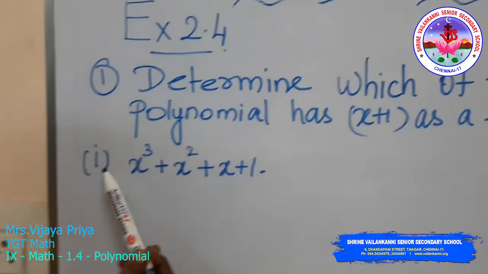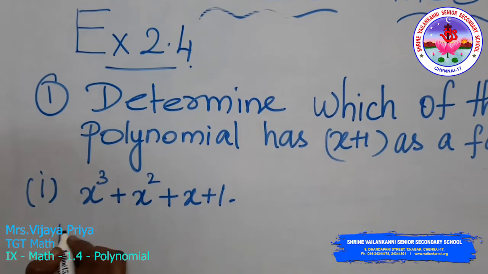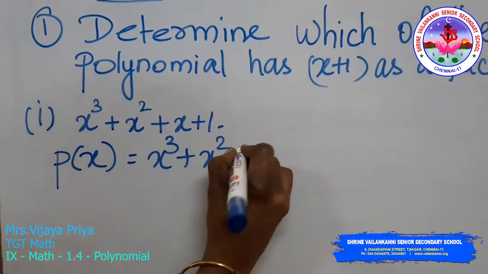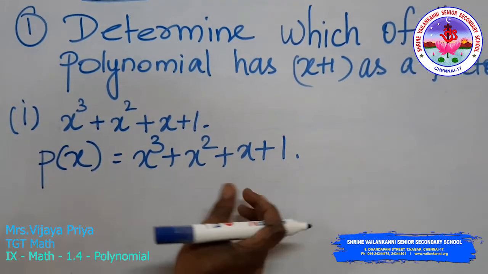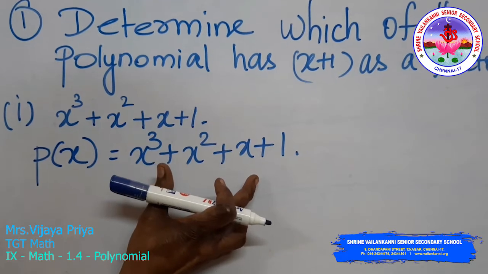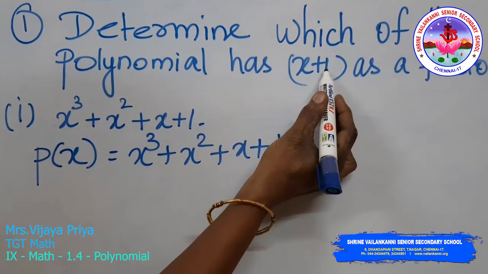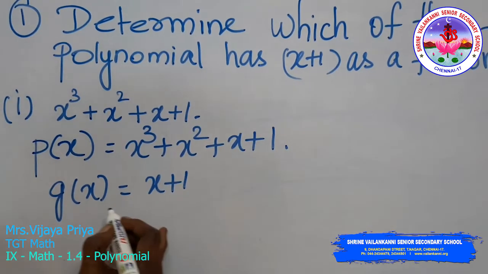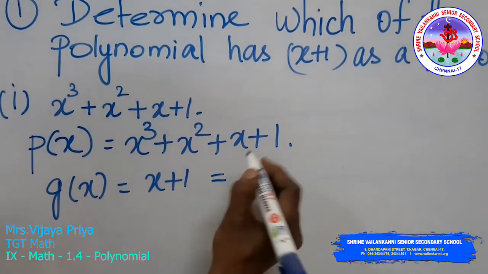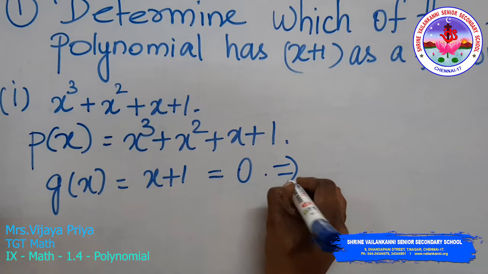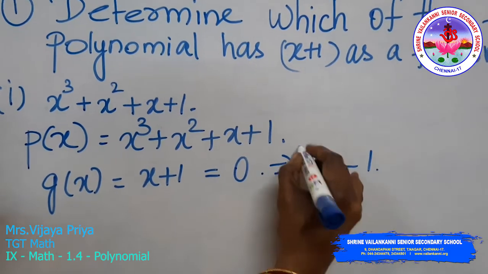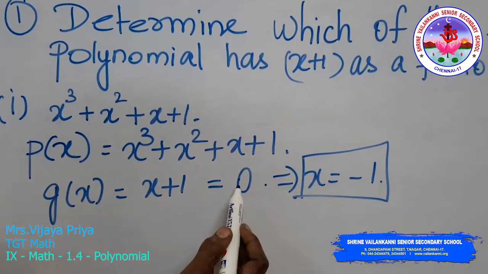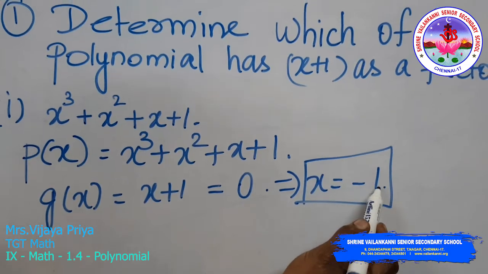Coming to the first polynomial, p of x is equal to x cube plus x squared plus x plus 1. We are going to divide this polynomial p of x by x plus 1. We call this polynomial g of x. For the factor, we will equate g of x is equal to 0 as by the previous method, remembering the remainder theorem, which implies x is equal to minus 1.